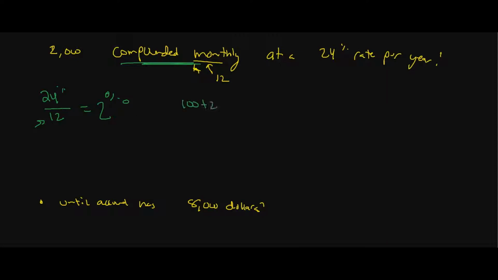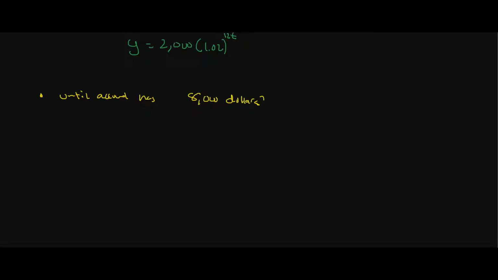Well, 100 plus 2% is equal to 102. Divide that by 100. That gives me 1.02. This is my new constant multiplier. So I'll get y is equal to 2,000 times 1.02 raised to the, well, again, we usually have a t here, but how many times are we going to multiply this interest per year? Well, 12 times in that year. So if t is going to represent years, let's put our 12 right here on the exponent. 12 times t.